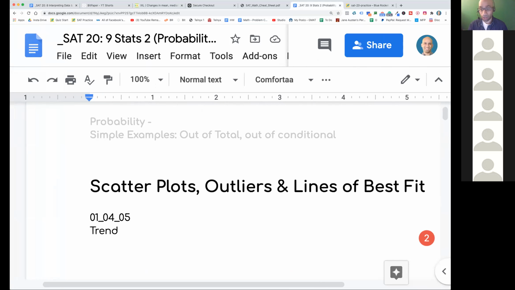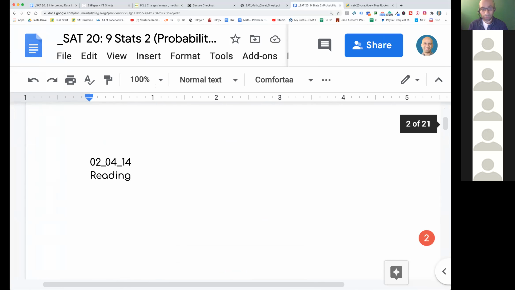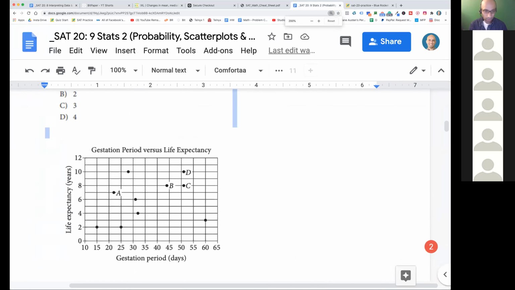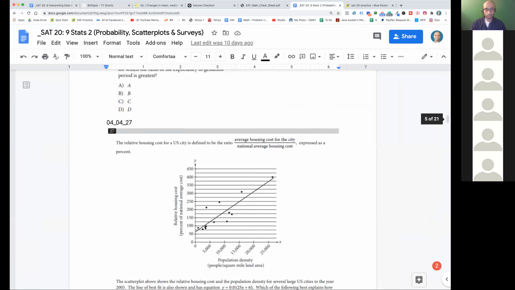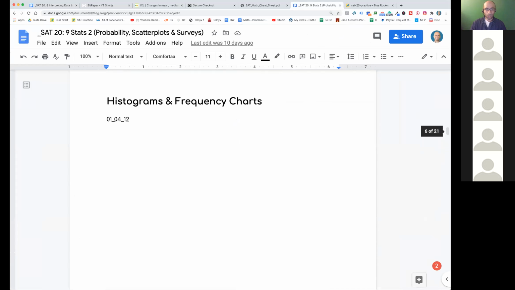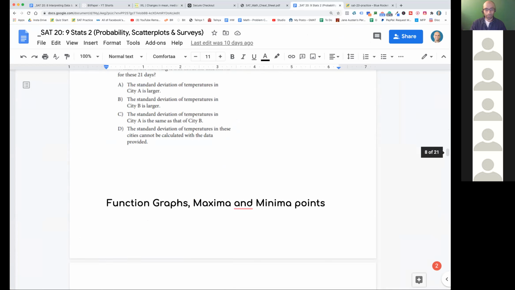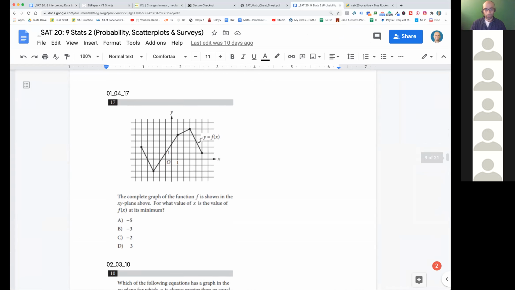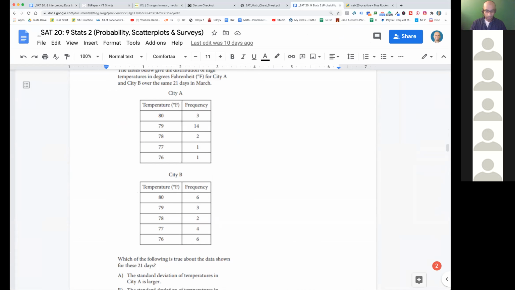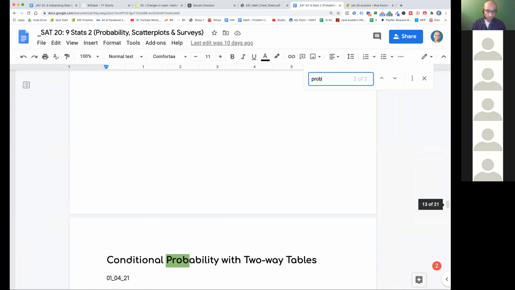Next time, which is on Wednesday, we're going to do scatter plots. We're going to understand outliers more. We're going to do lines of best fit. All of these problems we're going to do. I'm going to show you some shortcuts on how to figure this out. We are also going to cover this question, because it is important, and we are also going to do probability.